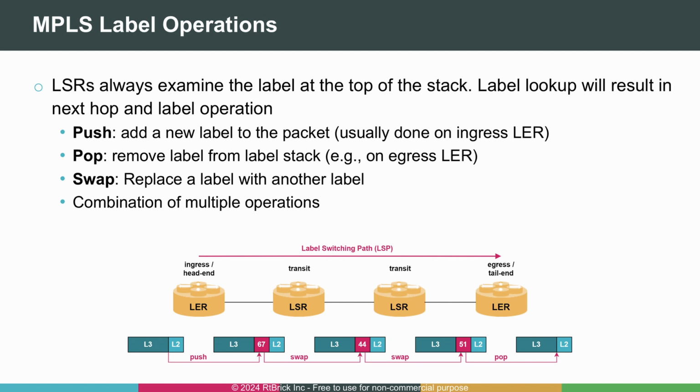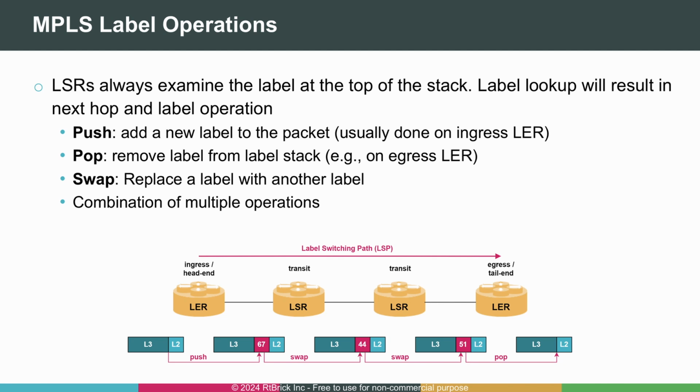Each subsequent router inspects the label and consults its label forwarding information base to determine the next action. The first transit router swaps label 67 for label 44. The second transit router performs a similar swap, replacing label 44 with label 51. Finally, the egress LSR removes the label and forwards the encapsulated IP packet to a non-MPLS router via standard IP forwarding.